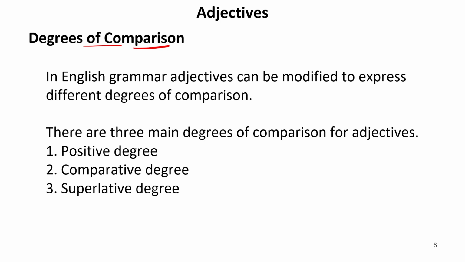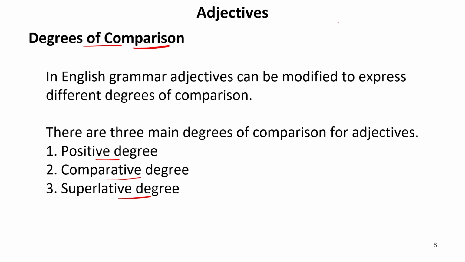For example, if I compare A with B on the basis of some quality, may be possible on the basis of height, on the basis of color, on the basis of intelligence, and anything. So this is just the comparison, and comparison can be done in three types. So there is positive degree, comparative degree, and superlative degree. That all depends on the levels of comparison.